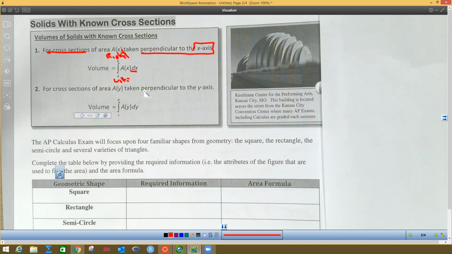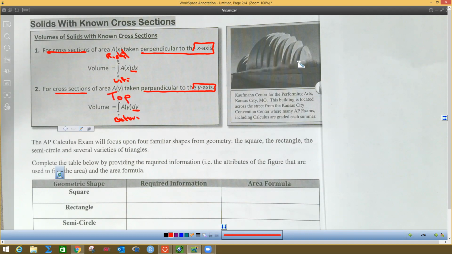Then sometimes it's going to say perpendicular to the y-axis, and again it's going to say cross-section. That tells you which formula we use from areas. And then this is, again, everything now is in terms of y. You have to have y's in all your stuff, and then this is the bottom y. The c is the bottom y, and the d is the top y value of this thing.